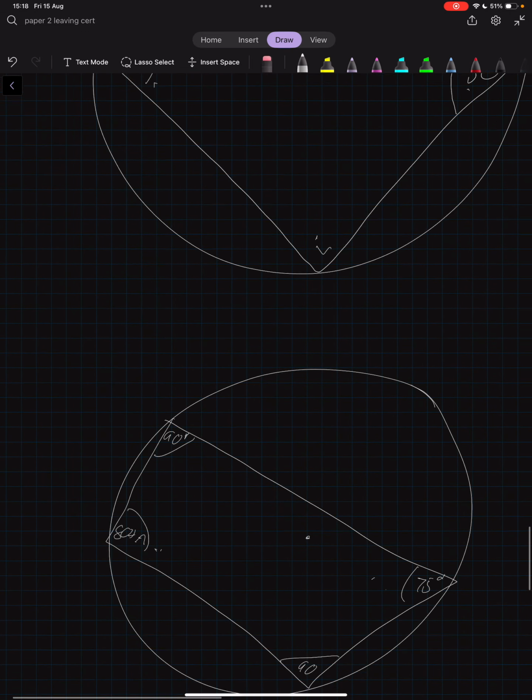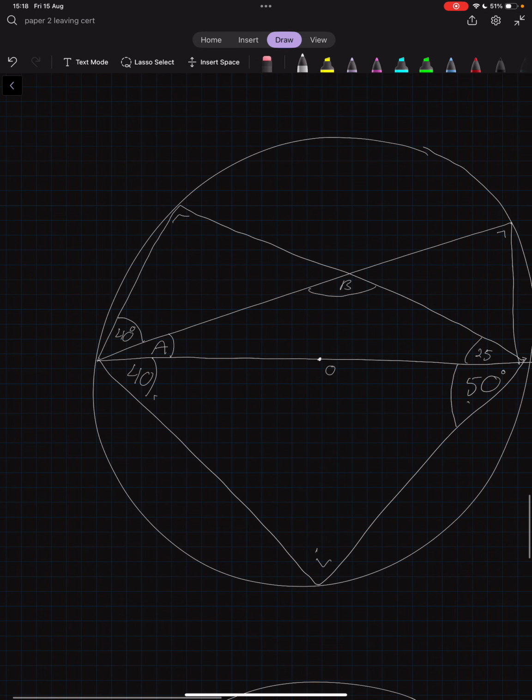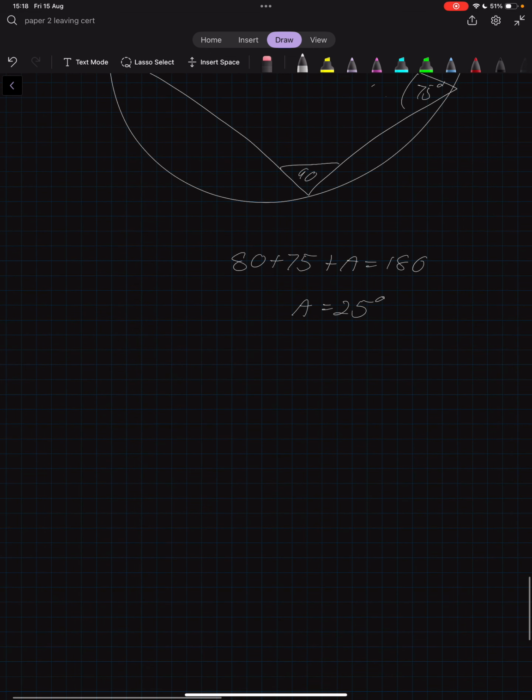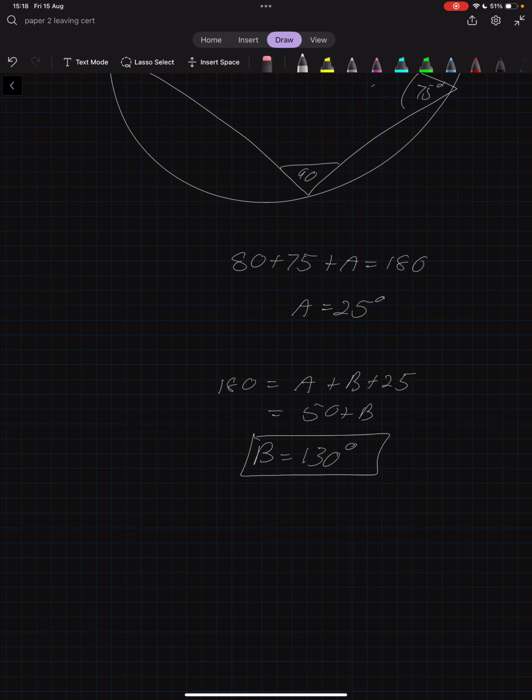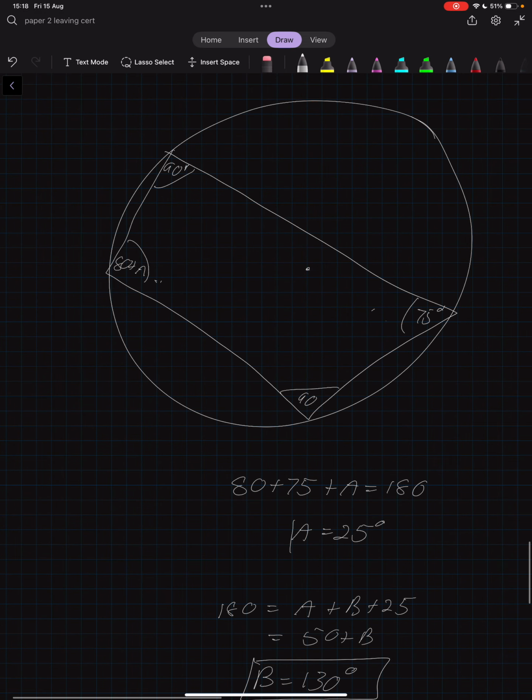So yeah, that's 25. And then to figure out what B is, I can look at this triangle in here and say, well, I have A, B, and 25. Add them all up, I need to get 180. So A plus B plus 25. A is 25, plus 25, that's 50. So B is 130 degrees, like that. Okay?